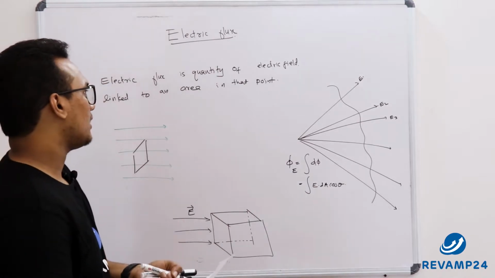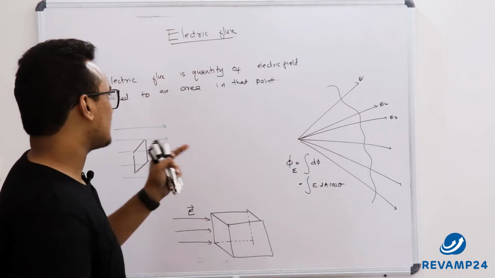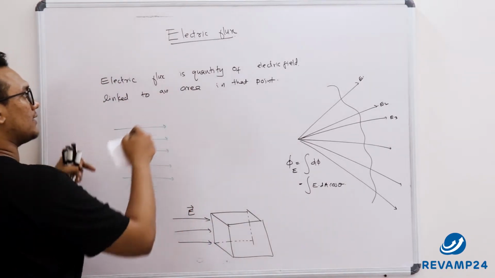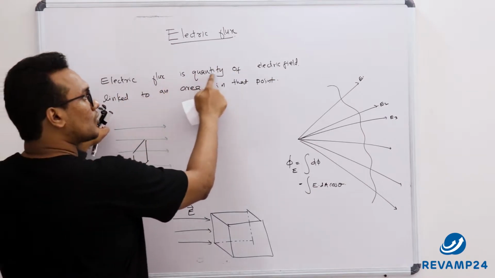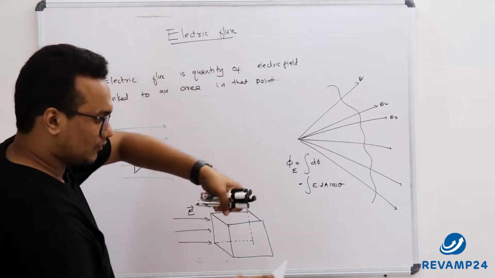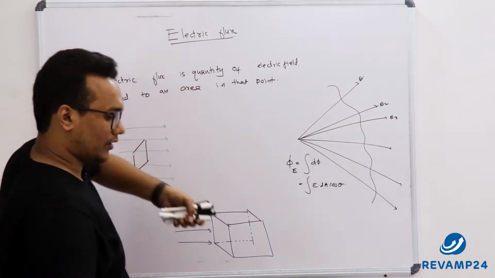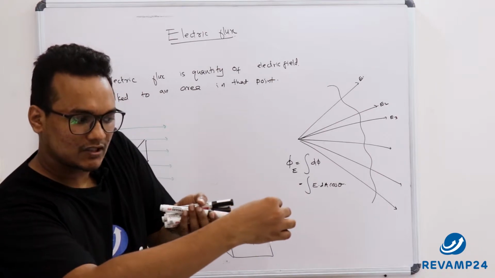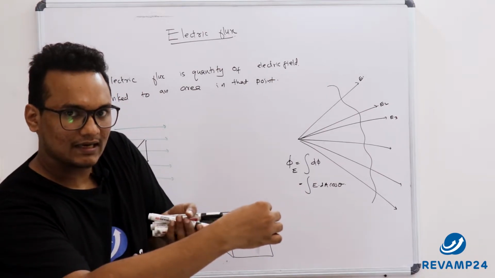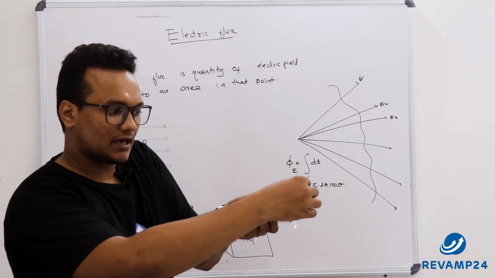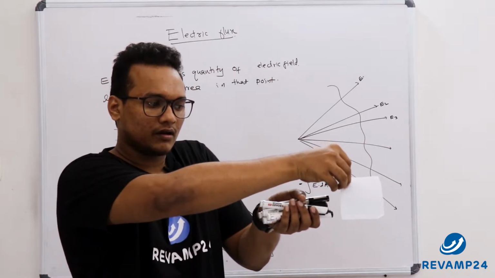So instead of mentioning number, you can say total quantity. That will be a better definition. Electric flux is the quantity of electric field, out of this electric field, that is linked to an area at that point. When I keep my area in this way, all the field lines are linked with the area. Now at the same time, if I keep the area in this way, what will happen?